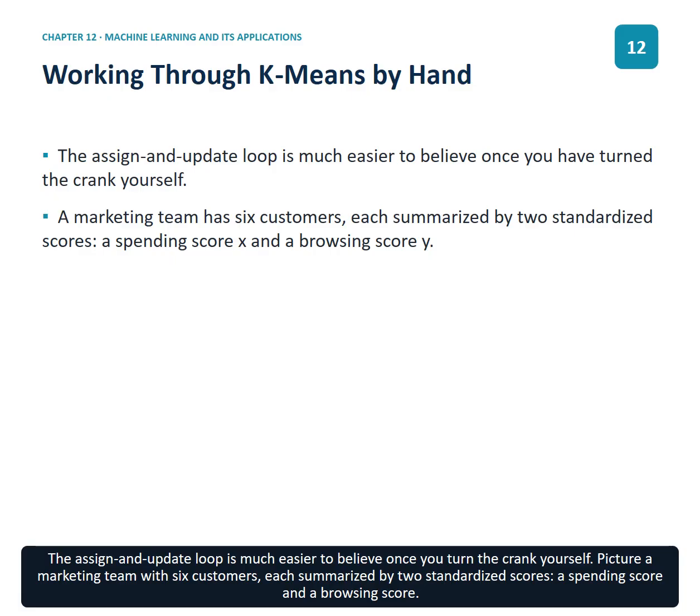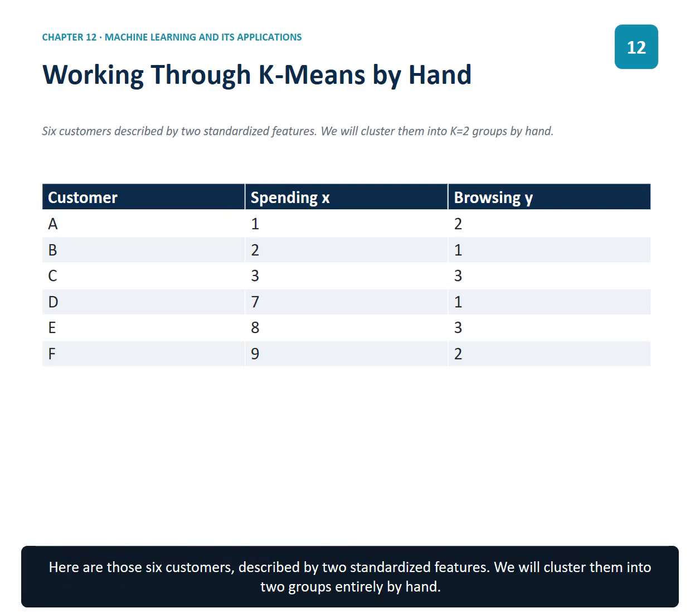Picture a marketing team with 6 customers, each summarized by 2 standardized scores, a spending score and a browsing score. Here are those 6 customers, described by 2 standardized features. We will cluster them into 2 groups entirely by hand.